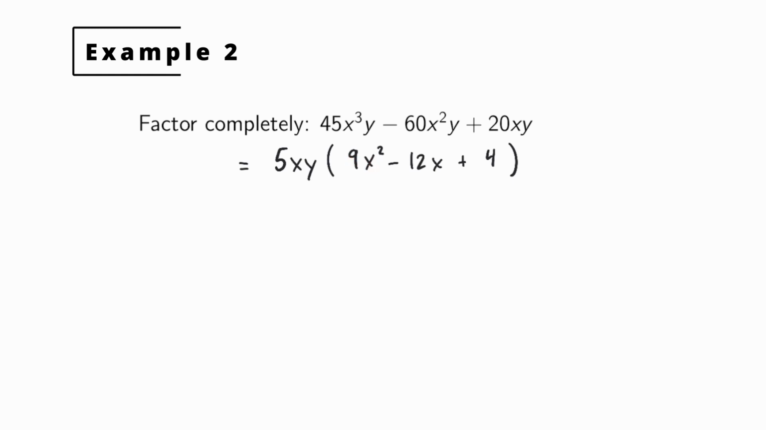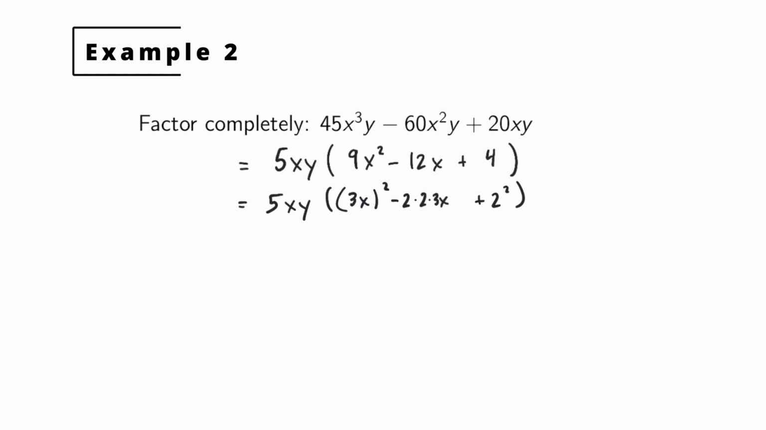But we notice here 9x squared is 3x quantity squared, and 4 is 2 squared. So we wonder, do we have a perfect square trinomial? It turns out that we do, because this is 3x quantity squared, this is 2 squared, and this middle term, negative 12x, can be written as negative 2 times 2 times 3x.